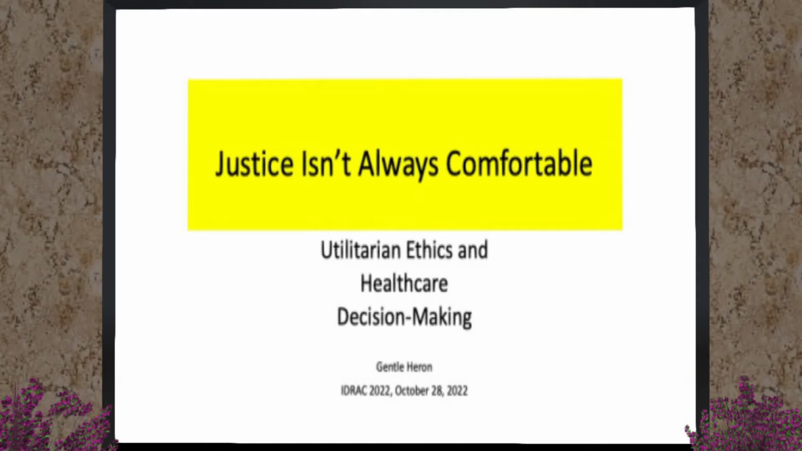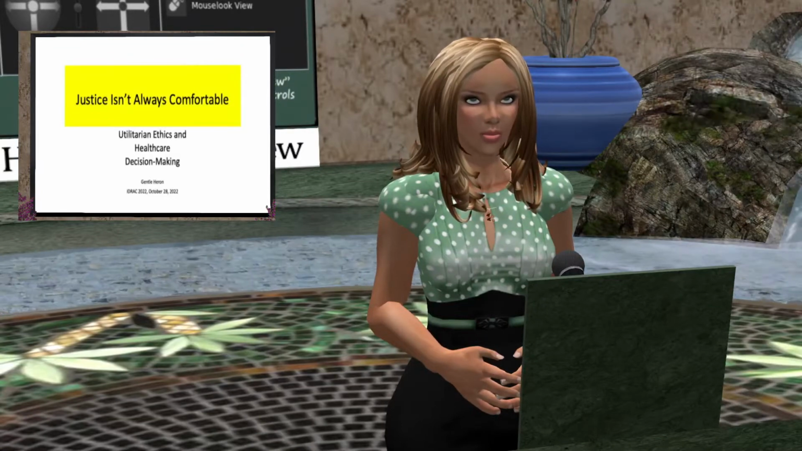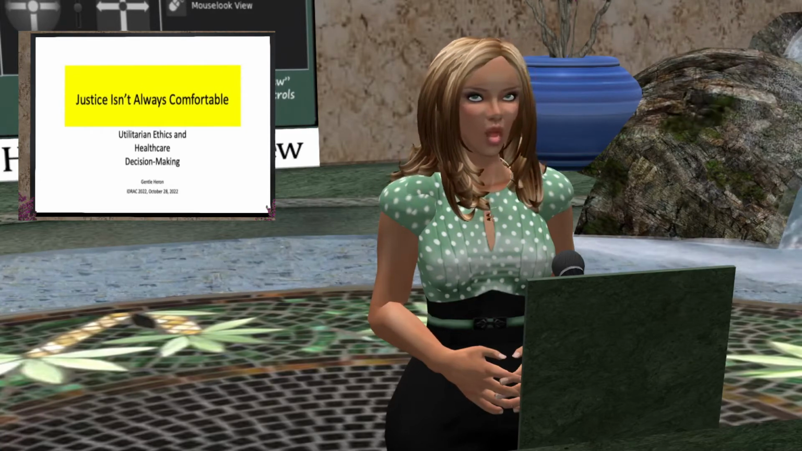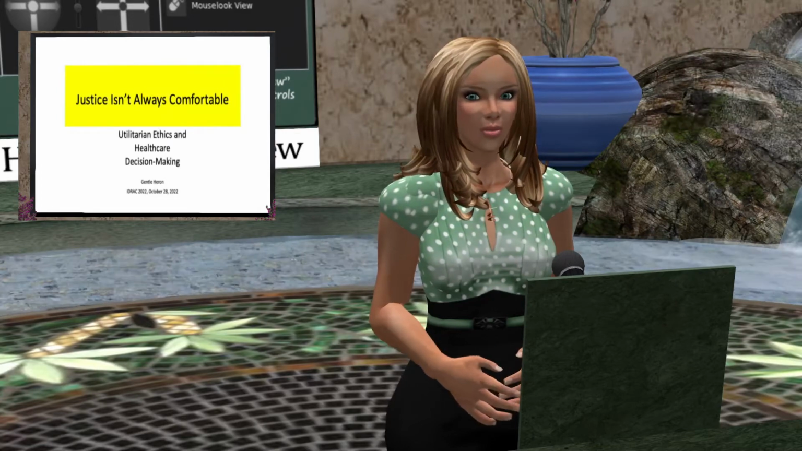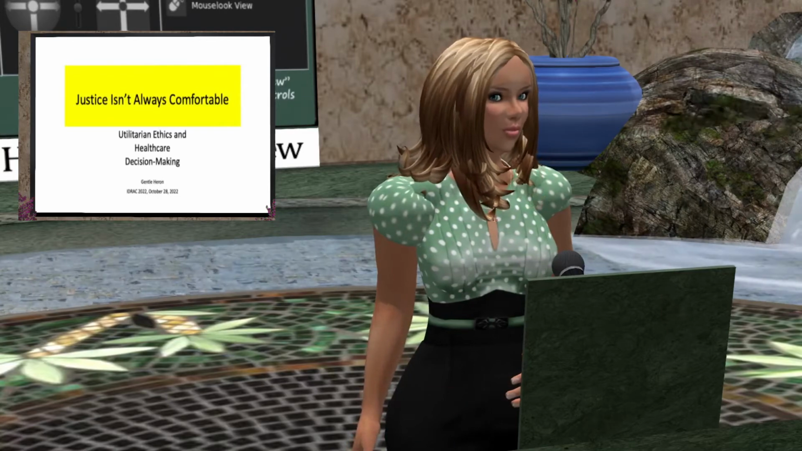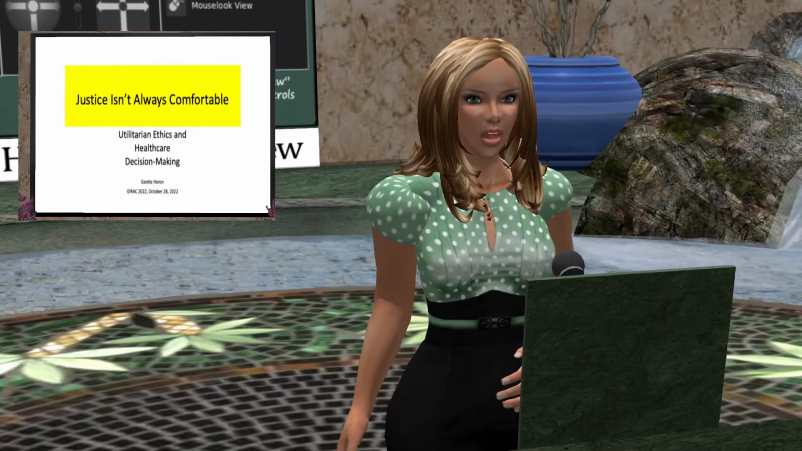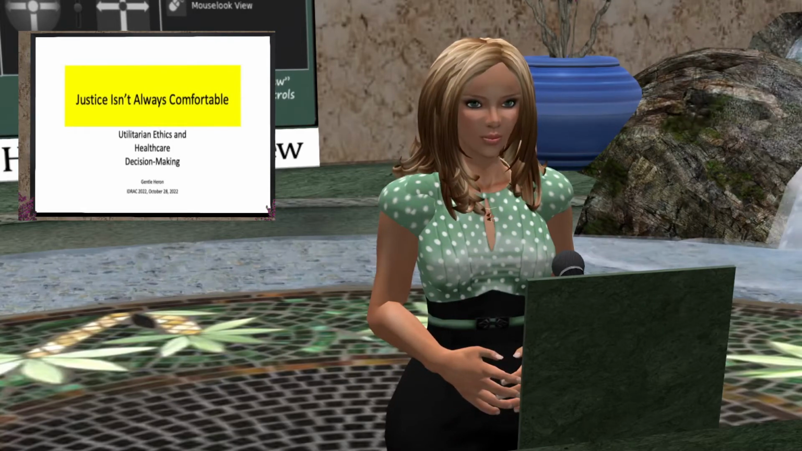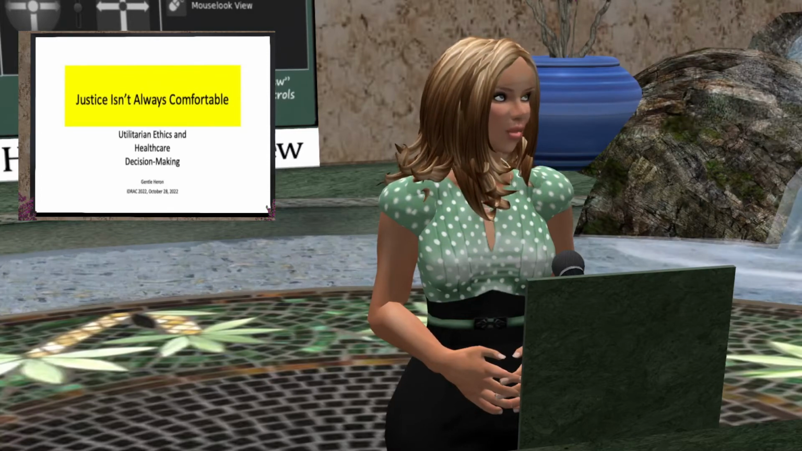I'm going to give some background on how decisions are made about the allocation of resources. We've seen this happening in the environment of COVID, and we're going to actually do some simulations practicing using these kinds of decision-making processes. The point I'm trying to make is that while these decisions may be ethically and philosophically justified, they aren't always going to feel right or fair to us, especially if we're the people being denied care that we think we need or deserve.